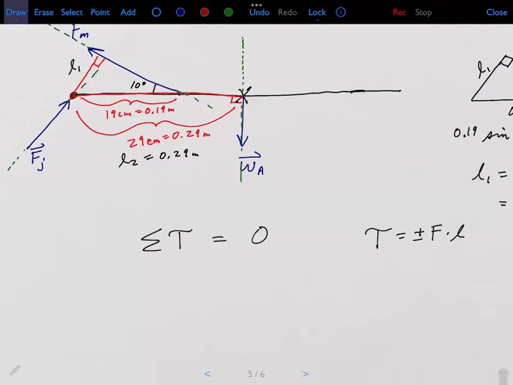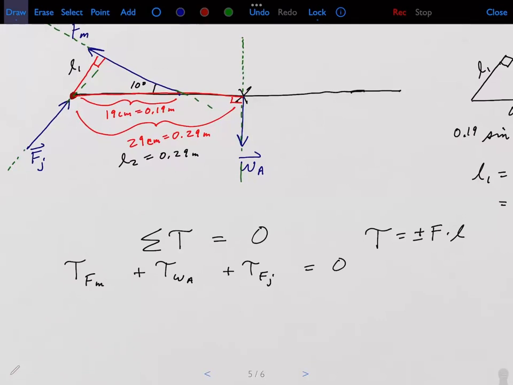So I have 3 forces. Let me do 3 torques, right? Each force is going to contribute a torque. They might be 0, but I'm going to write them down anyways. So I have a torque due to Fm, the muscle force, plus a torque due to the weight of the arm, plus a torque due to the joint force. That's got to equal 0, right? The sum of the torques has to equal 0.